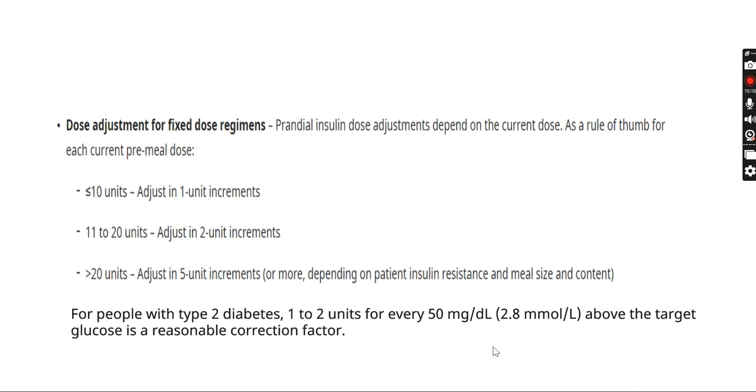The important thing on this slide is the last line. 1 unit of insulin will deal with 2 millimole. I would say 2, forget about 0.8. 1 unit of insulin will handle 2 millimole of blood glucose. For example, if you want to reduce glucose by 10 millimole, you have to use 5 units of insulin, because every 1 unit of insulin will deal with 2 millimole.